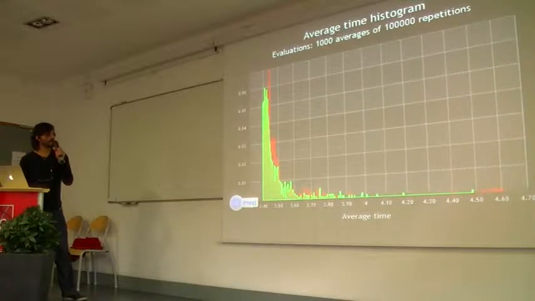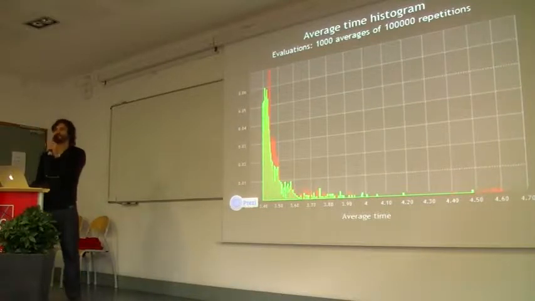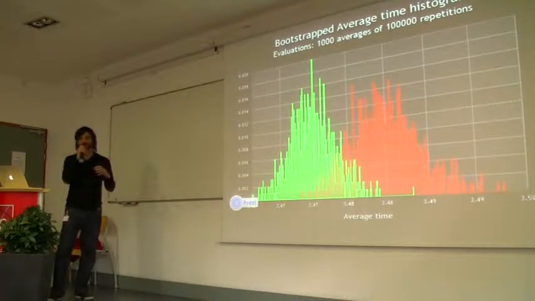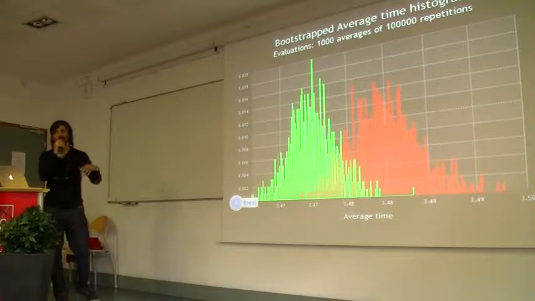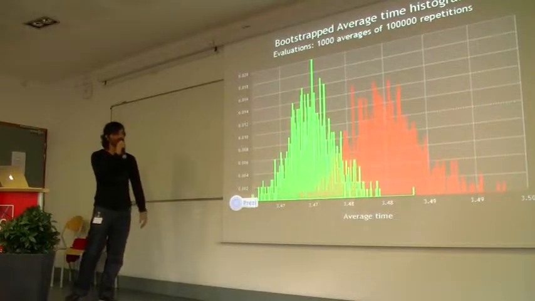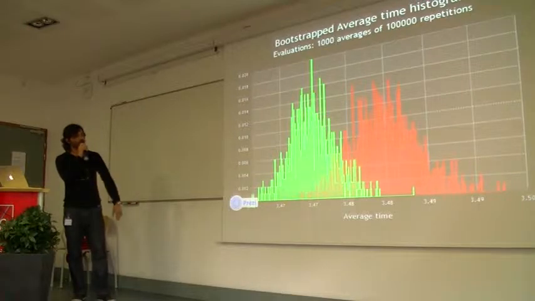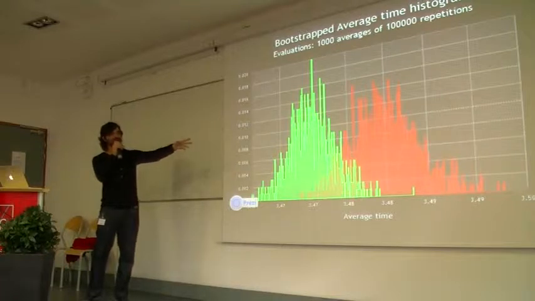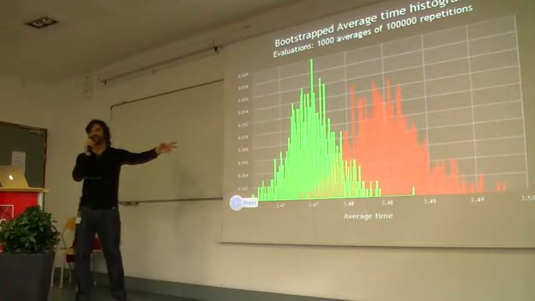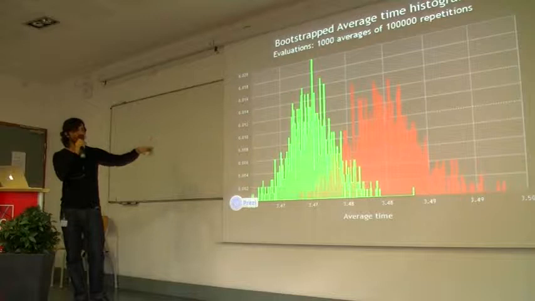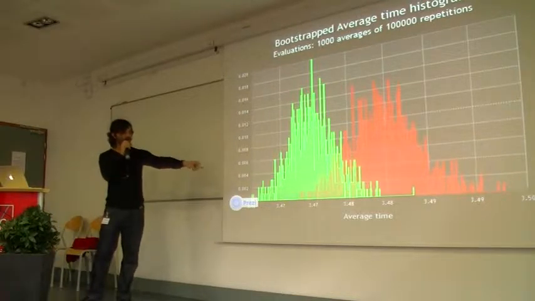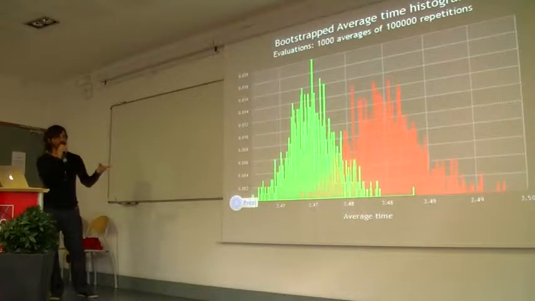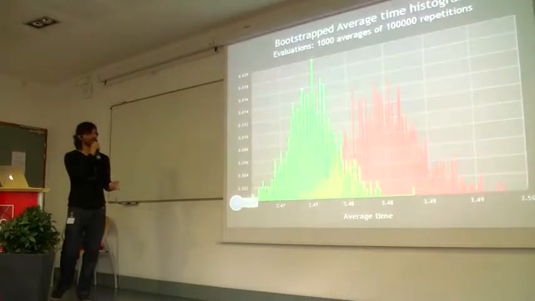But then we apply a statistical tool which is called bootstrapping. Basically it consists of resampling the sample we had before. But using this tool and the same data, we obtain this. This is the behavior of the mean of averages we saw before. And here we can clearly see that the optimized version is faster than the non-optimized one.